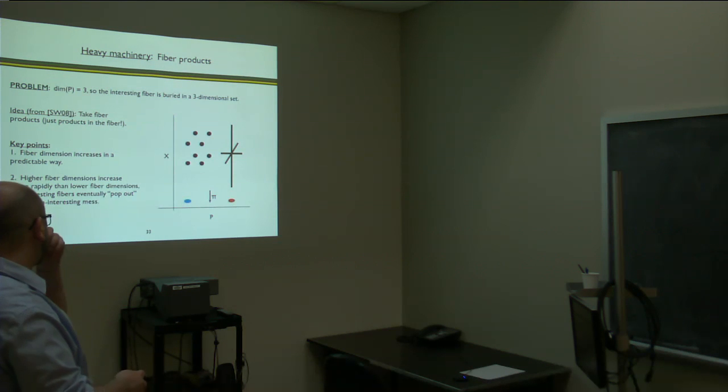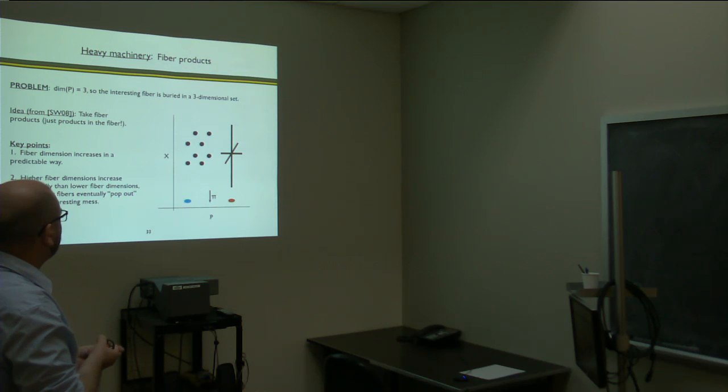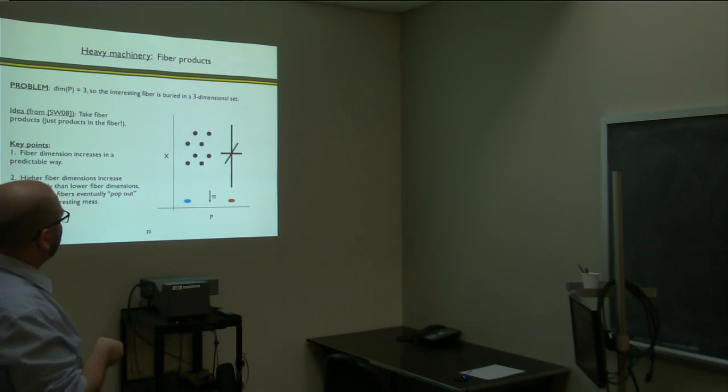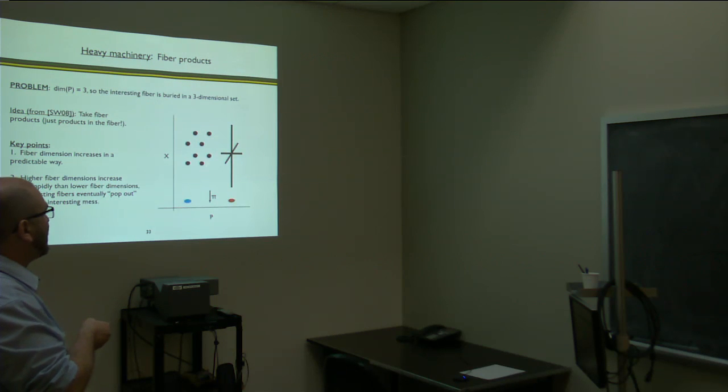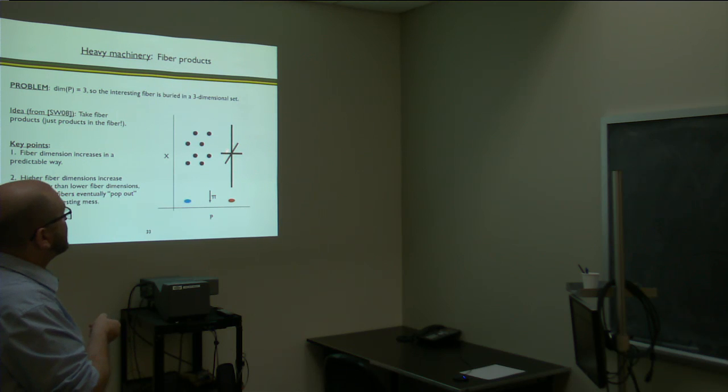So the key points here are that the fiber dimension increases in a very predictable way. This is sort of a nice thing. So it can help us spot when something new gets promoted up. Notice the dimension over the generic point, the dimension never grew, right? It always stayed a 3-dimensional thing. Whereas the dimension of this thing grew.